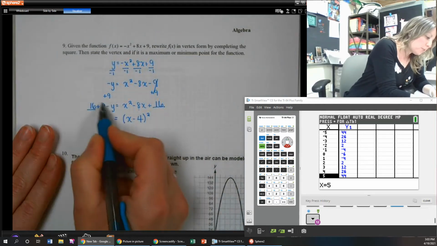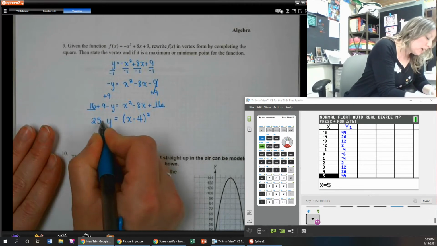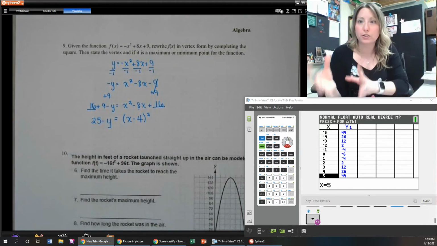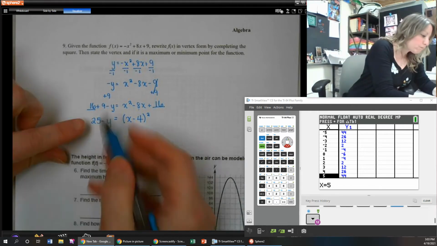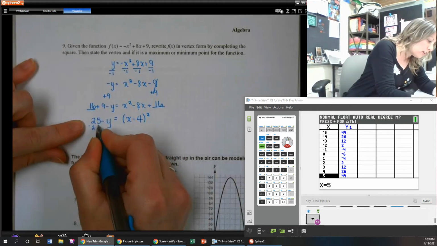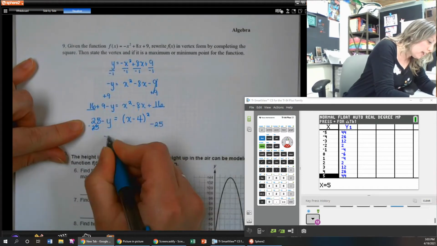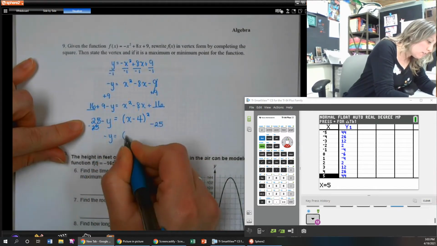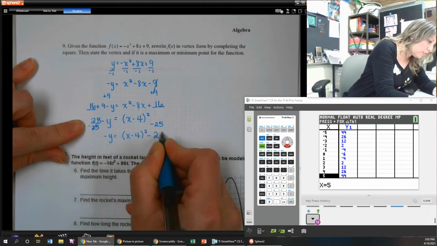Over here, these are numbers that add up. I get 25 minus y. And now I just work to move those things back with my squared binomial. So I start by subtracting 25 over. So I get -y equals the binomial x minus 4 in parentheses squared minus 25 at the end.